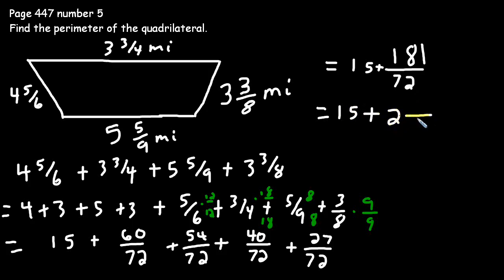That's what over 72? That'd be 37 over 72. And if I add the whole numbers here, I guess the final answer is 17 and 37 over 72.